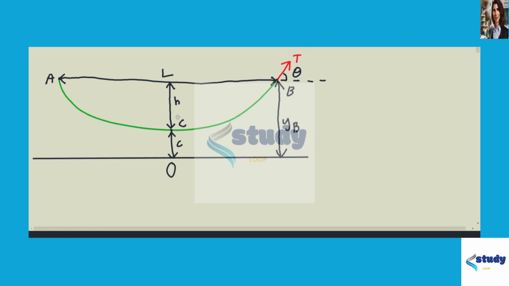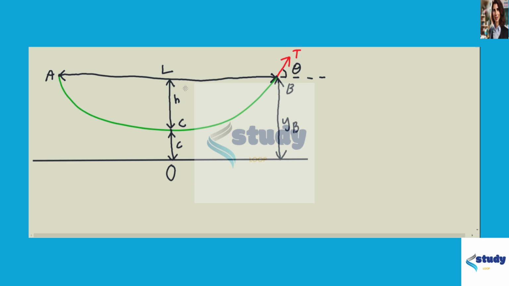We need to find the sag-to-span ratio, knowing that the tension at this point B is at a minimum value. And then we also need to find the value of this angle theta and also the value of that tension T.